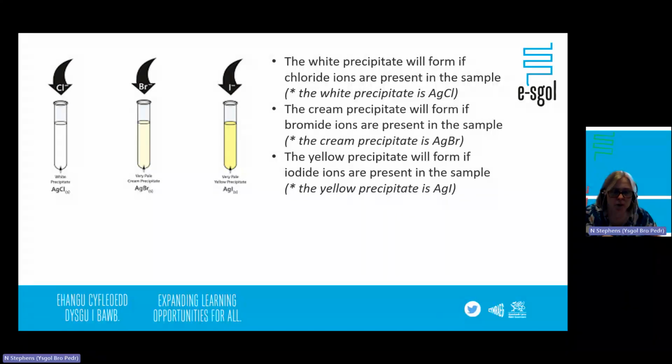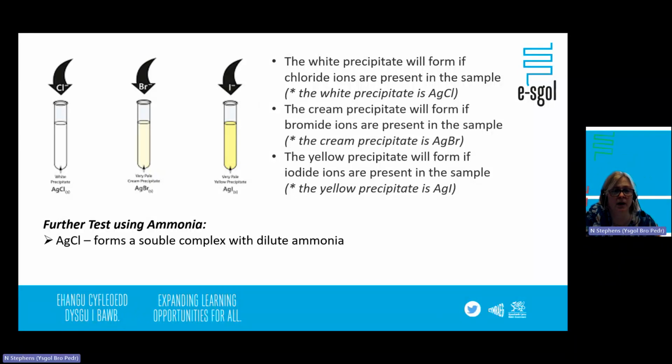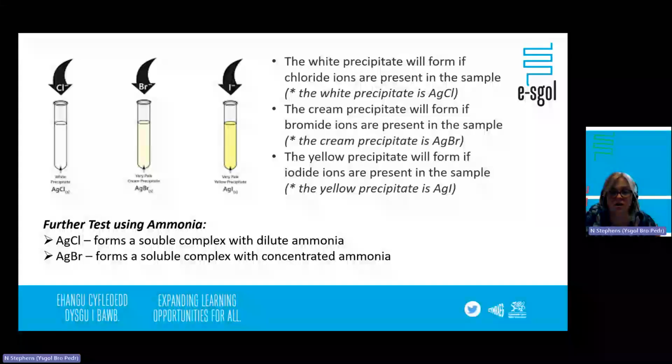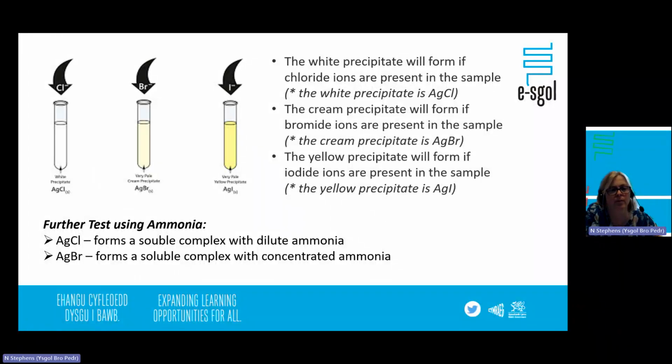Now, what you've also hopefully built upon on your knowledge since GCSE is the fact that you can test and confirm the identity of that precipitate by using ammonia as well, because we hopefully have got you all familiar now with the fact that silver chloride will form a soluble complex even with dilute ammonia, while silver bromide will require the presence of concentrated ammonia, but then will indeed form a soluble complex, whereas the final one there, silver iodide, does not form a soluble complex with ammonia, regardless of concentration.